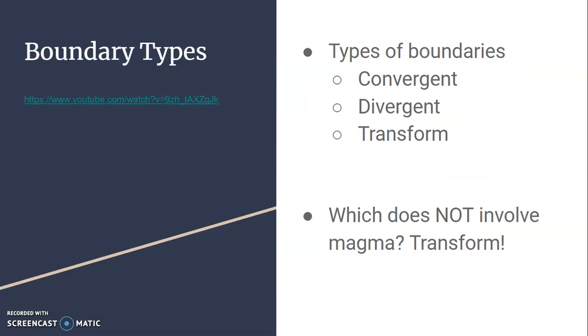Then we also learned about types of plate boundaries: convergent, divergent, and transform. The type of plate boundary that does not involve magma is transform, and we'll talk about that more in a second, but I, of course, wanted to play this video for you, so I'm going to go ahead and click on the link.